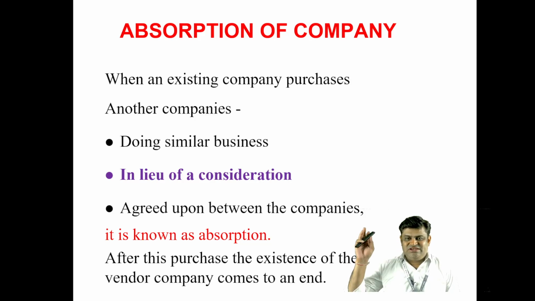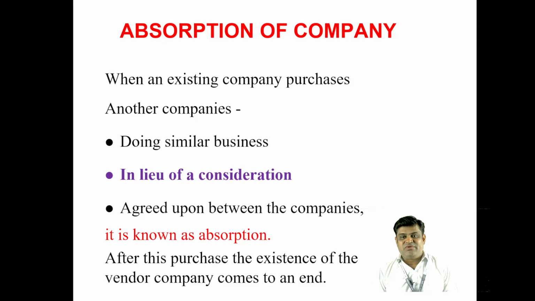See, you can see there the meaning of absorption of company. In very simple words, I have explained here. Basically, in absorption of company case, there are two companies minimum. One existing company purchases the business of another company. Means a company which absorbs is called a purchasing company, and the company which is absorbed is a vendor company. Means there is a purchasing company and there is a selling company.